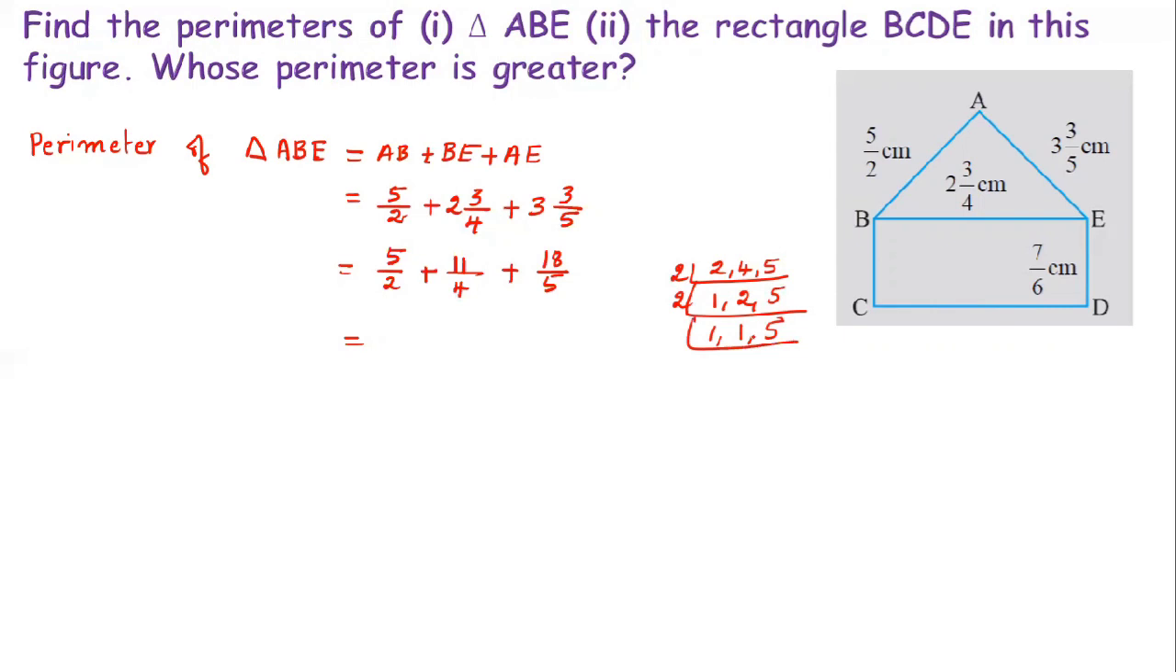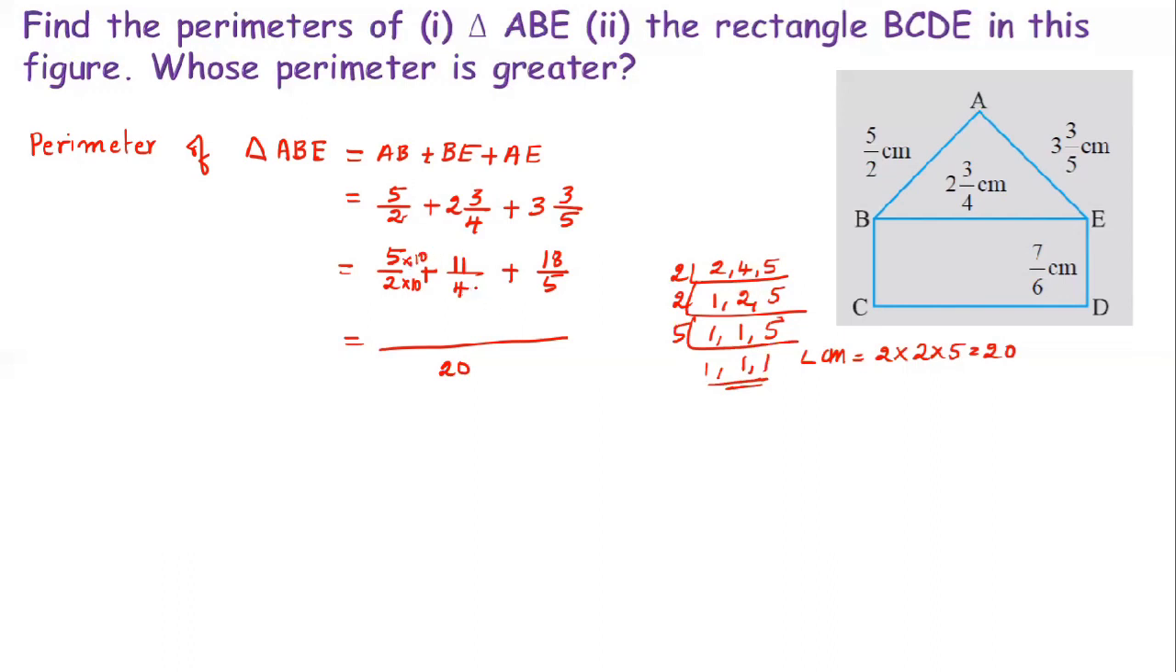Divide till you get 1. So LCM is equal to 2 into 2 into 5, that is 20. So the denominator is 20, write it only once. All the denominators are 20. To make it 20, you have to multiply by 10. 2 tens are 20. Multiply that number only to the numerator.